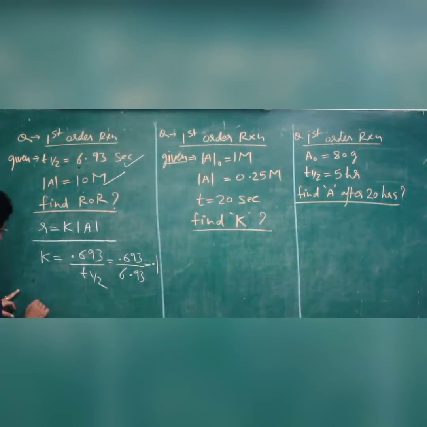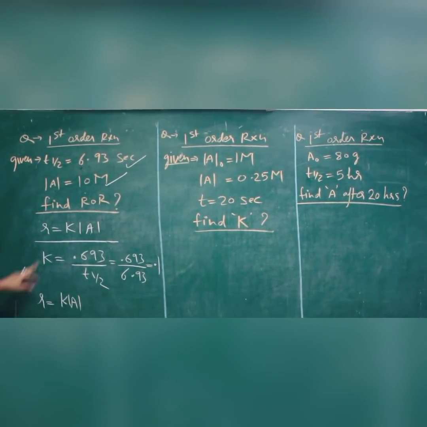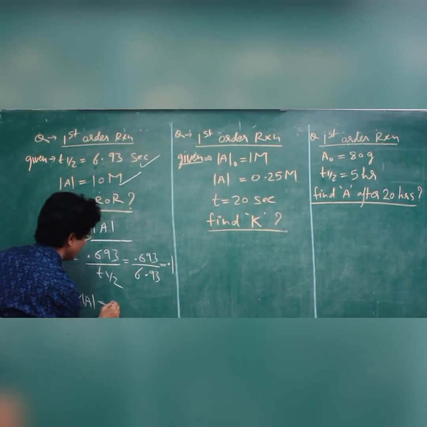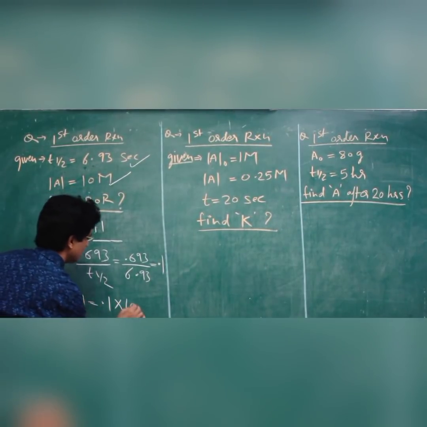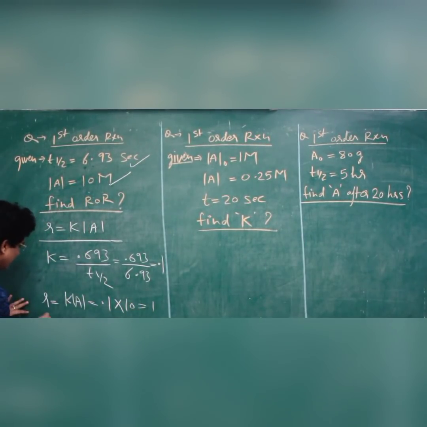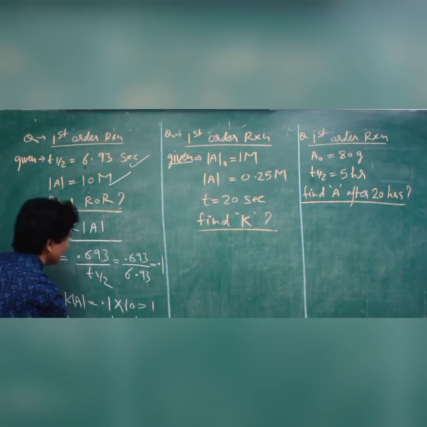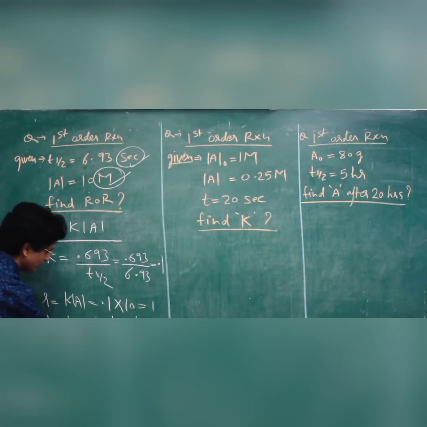Now R equals K A. I know that. So put the values. K will be 0.1 into A will be 10. This will be 1. So rate of reaction will be 1 mole per liter per second. The time is given in seconds, and this is molarity, so moles per liter. I hope this question is clear.